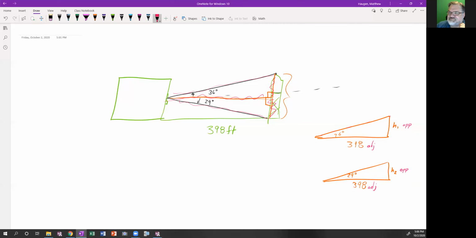So since those are both opposites and adjacent arguments, they're both going to be tangent arguments. So we know that the tangent of the 36 degrees had better be equal to the opposite over adjacent, so H1 over 398. And the tangent of the 29 degrees has to be equal to its partial height over 398.